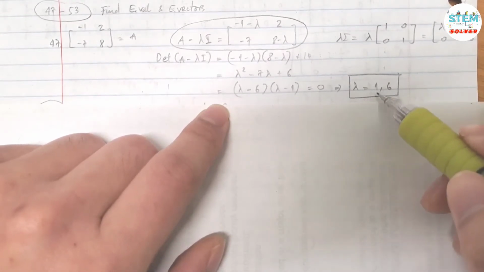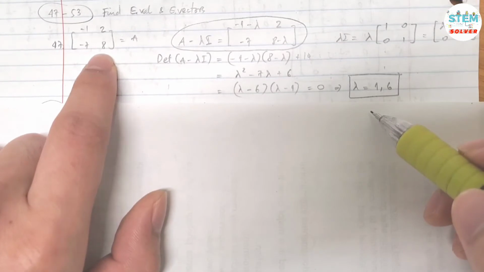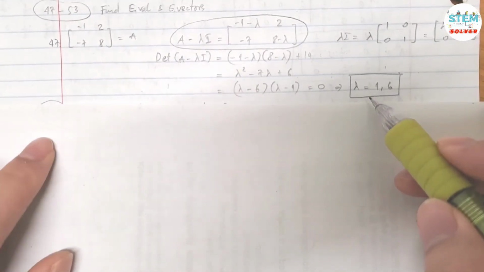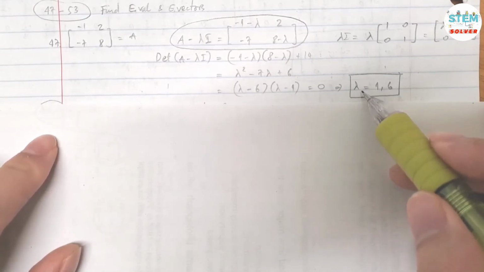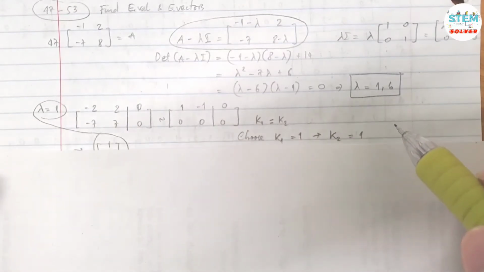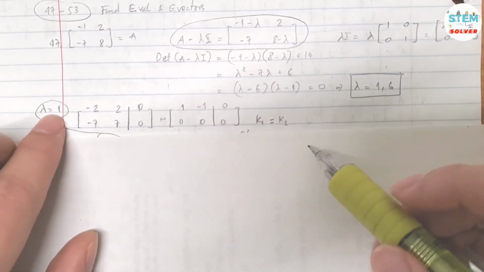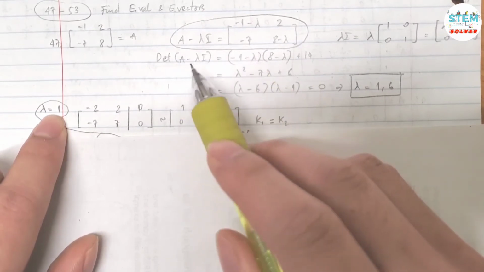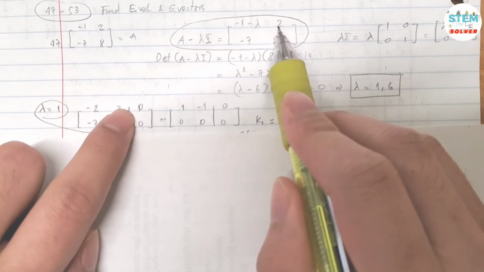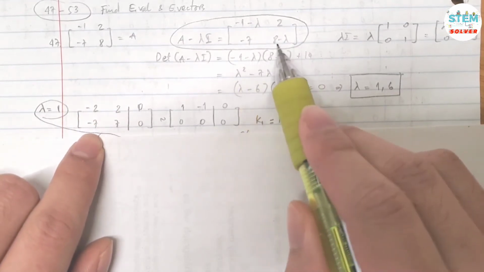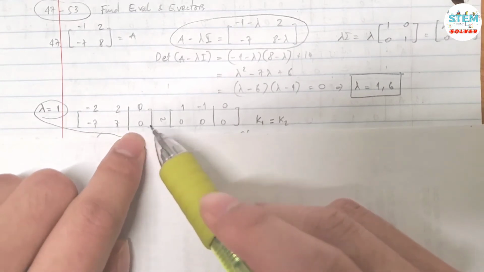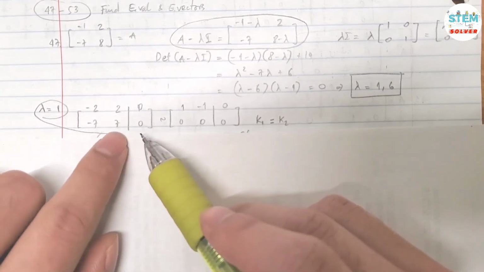Because this is a 2 by 2 matrix, I will have 2 eigenvalues for lambda. So let's solve for each case. First, let's take a look at the case where lambda equals 1. When lambda equals 1, plug it in here. I have -1 minus 1 gives me -2, 2, -7, 6 minus 1 is 5, and then you augment this matrix with 0, 0.